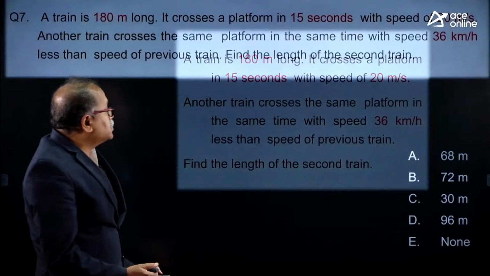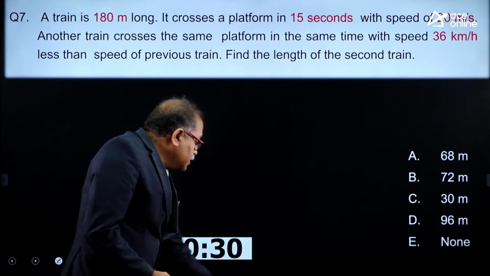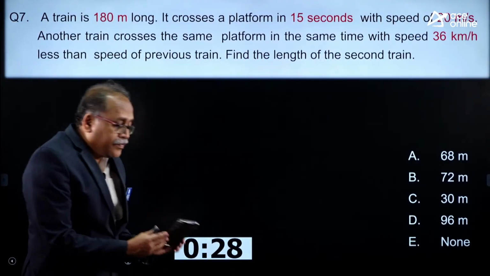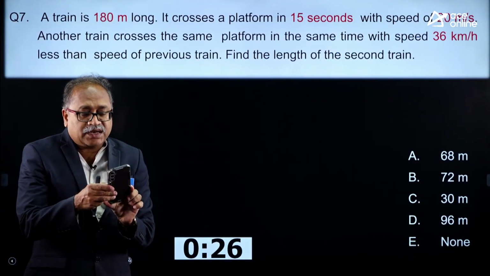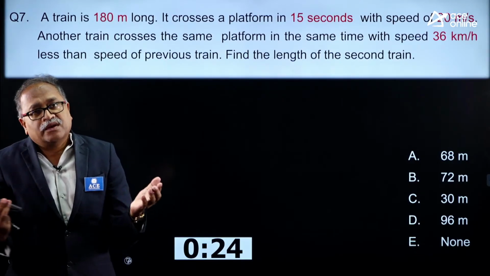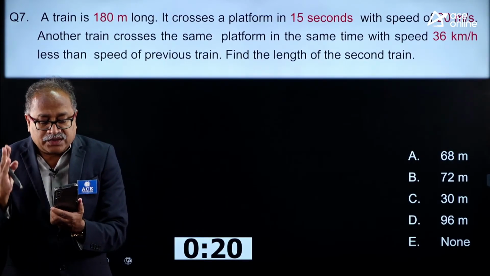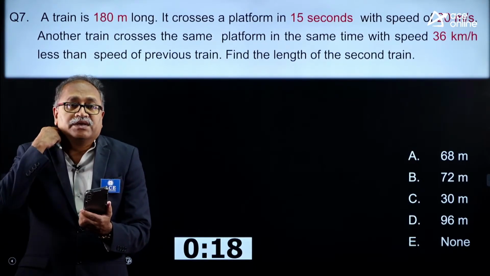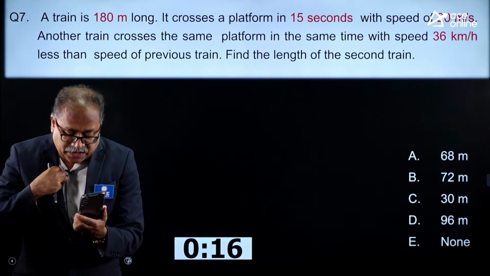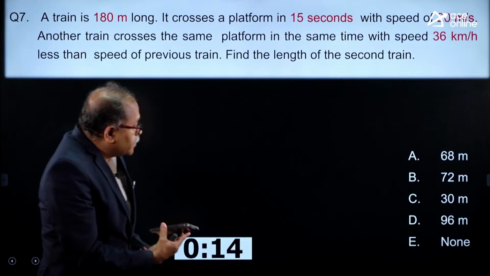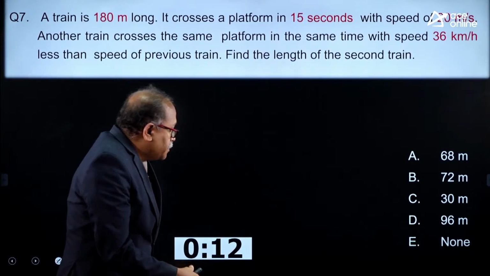So, this is what the question is, and your 30 seconds starts now. Just exams coming on, see the approach. Already Pawan has answered it and he says the answer is 30 meter, option C.